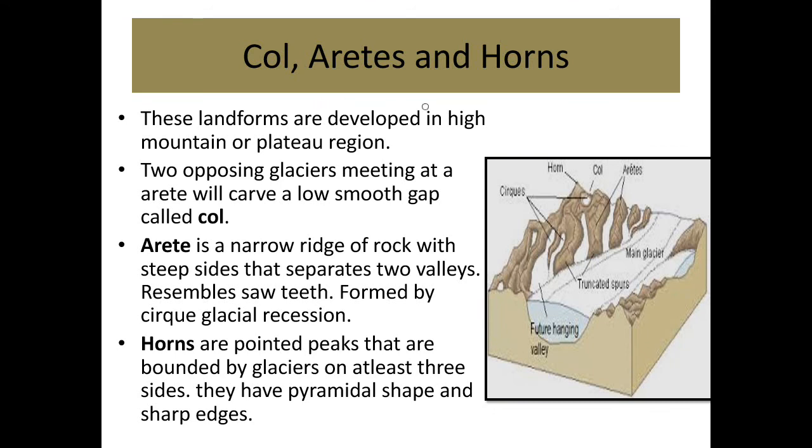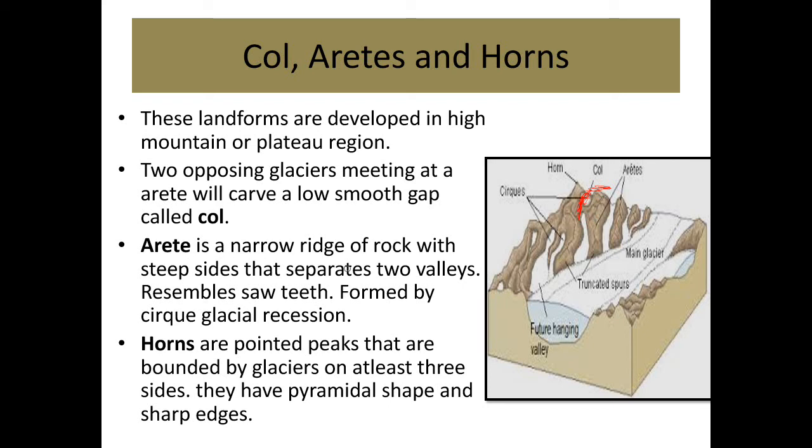Aretes and Horns. These landforms are developed in high mountain or plateau regions. We can see that in the high mountainous region, these landforms are formed. Here on this side one glacier is there and on the other side another glacier is there, and because of headward erosion, a col is formed, because meeting at the arete will carve away a smooth gap. So because of the headward erosion of glaciers, a col is formed.